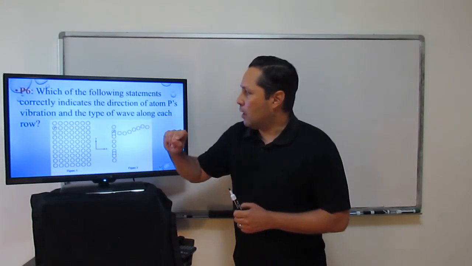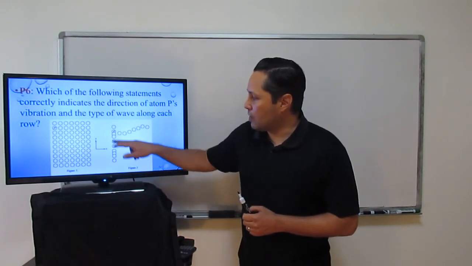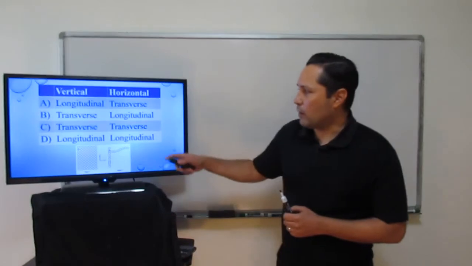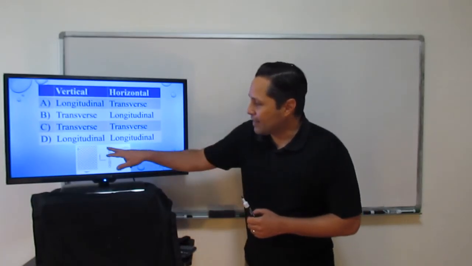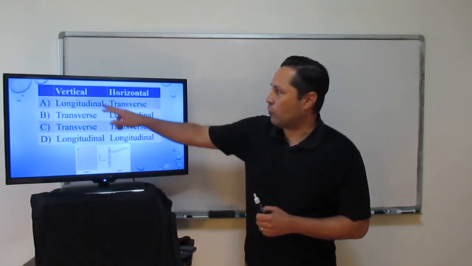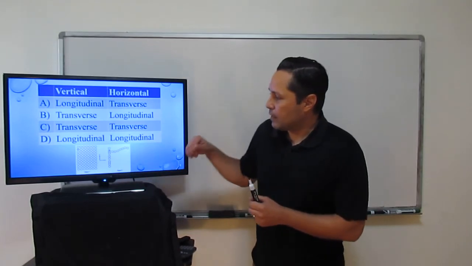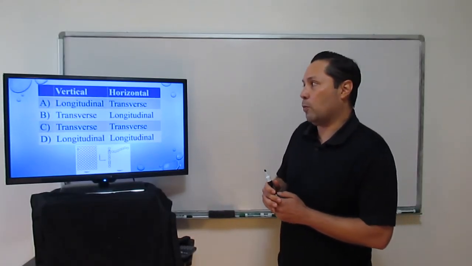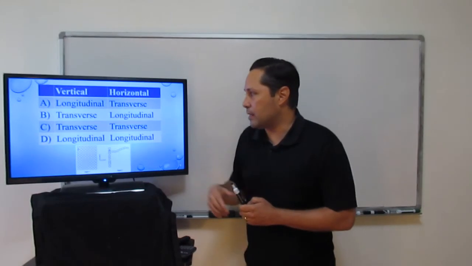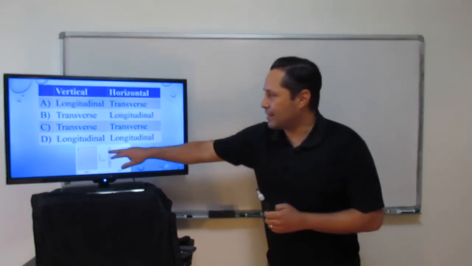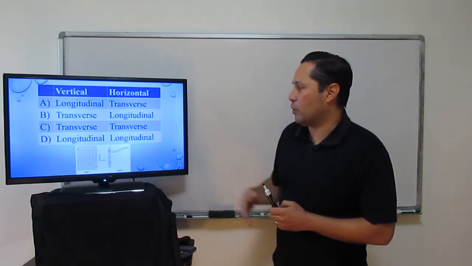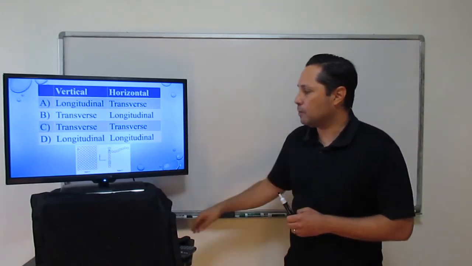It is hit, and now you get this type of waves. So looking at the waves again, let's go down. So vertical, notice that the atoms are colliding against each other. That will be a longitudinal wave. So it's either A or D as our answer. And then to the side, horizontal, that is a transverse wave. So therefore our answer for this one will be letter A.